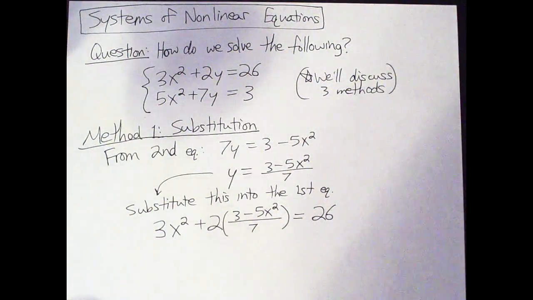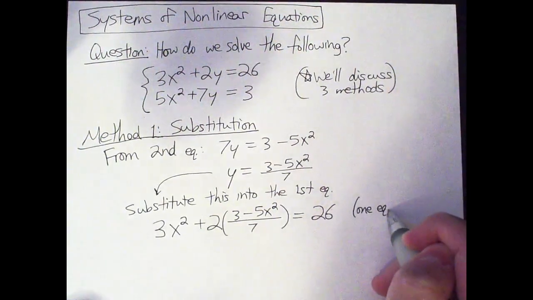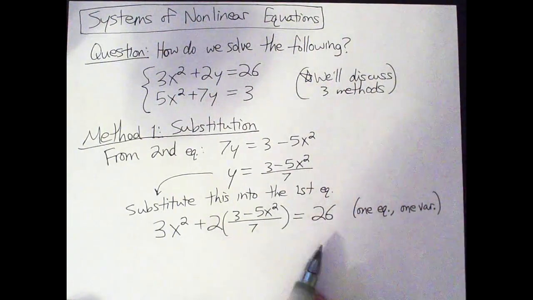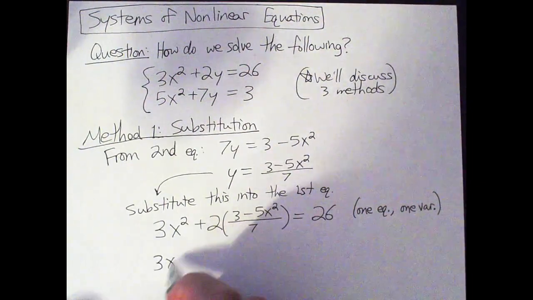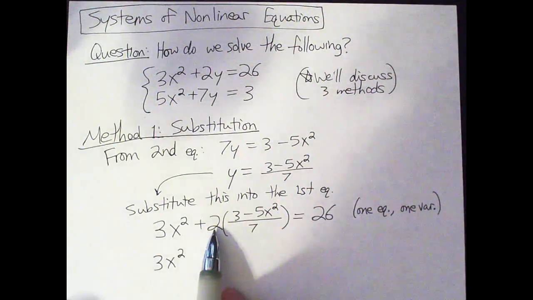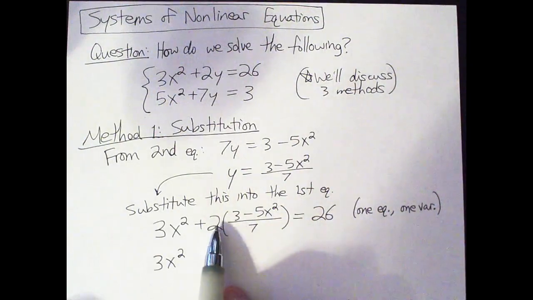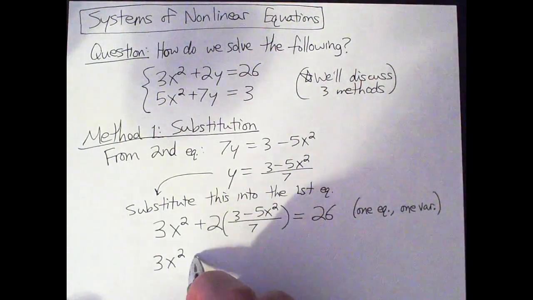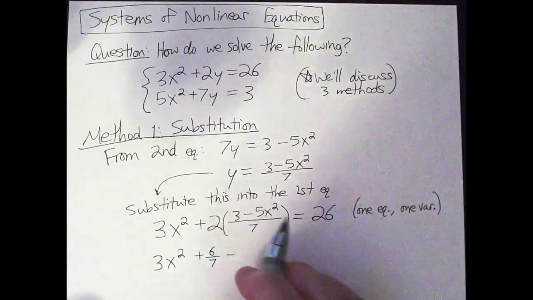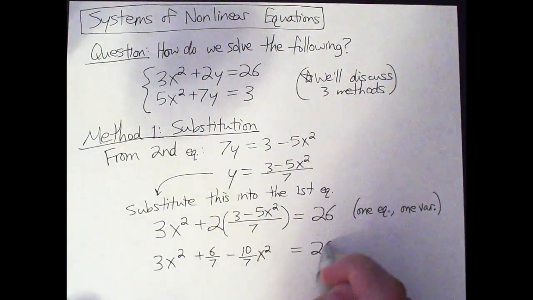Now what we have is one equation with one variable, and we can try to solve one equation, one variable, and that means that we can probably solve for x. So let's start by doing something about these parentheses. I've got a 2 over 7. That doesn't really simplify nicely, but 2 times 3 over 7 is going to be 6 over 7, minus 2 times 5 over 7 is 10 over 7 x squared. And the right-hand side is still 26.